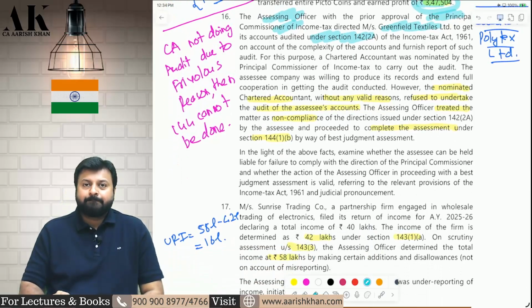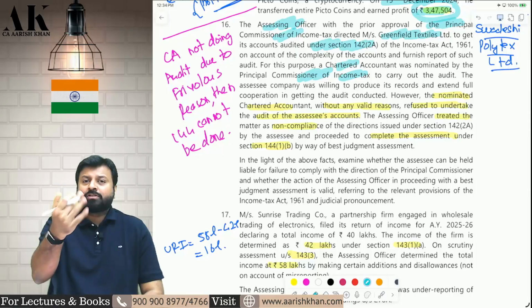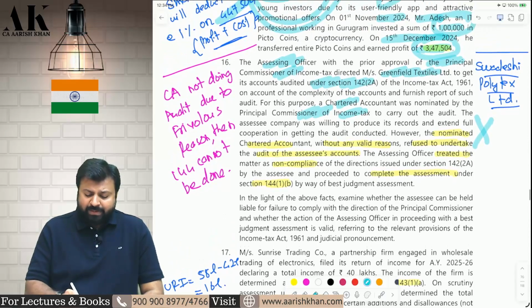Now the Principal Commissioner has appointed the Chartered Accountant. The Chartered Accountant is not doing the audit on time. Deliberately he is delaying the audit. Because of that, there is a delay in the audit, and therefore the assessing officer said that because the Chartered Accountant is not doing the audit, I will apply best judgment assessment on the assessee.